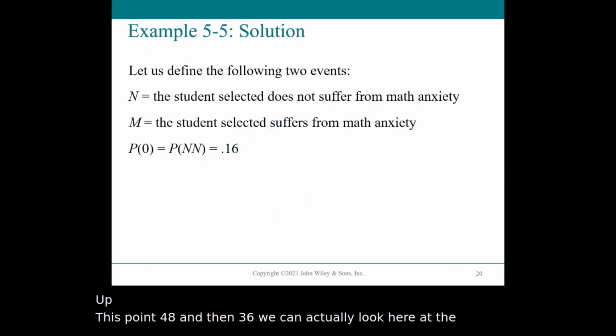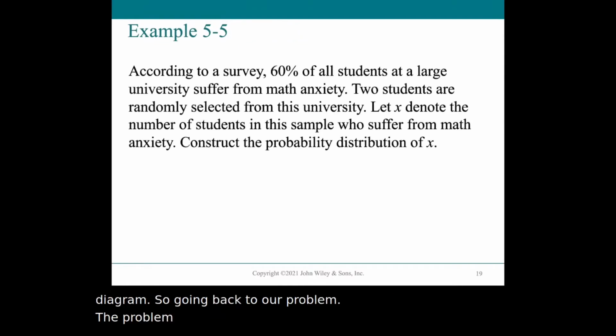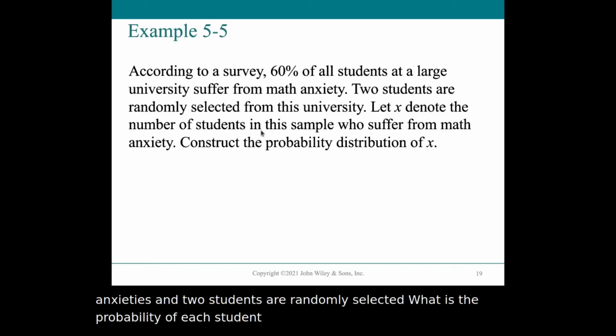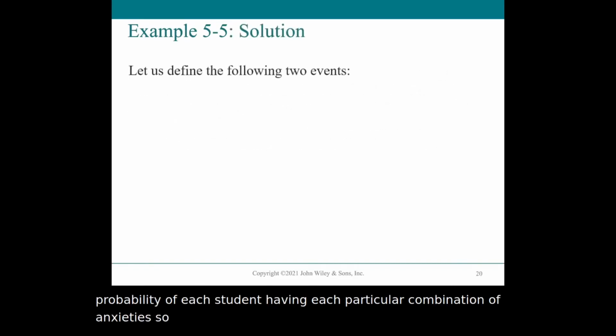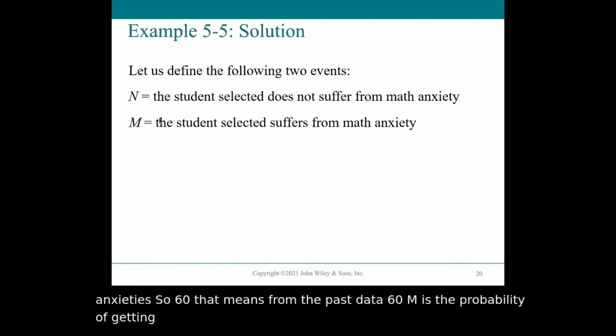Going back to our problem, it states that 60% of all students suffer from math anxiety, and two students are randomly selected. What is the probability of each student having each particular combination of anxieties? From the past data, 60%, M is the probability of getting an M, so that's 0.60.